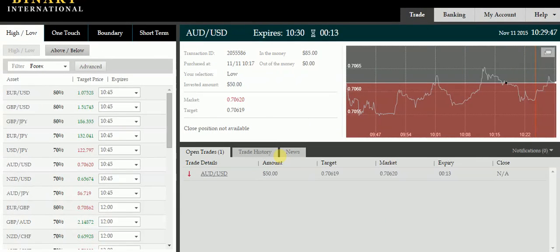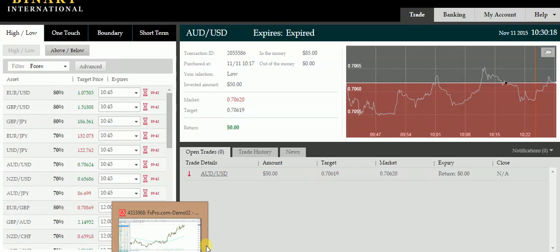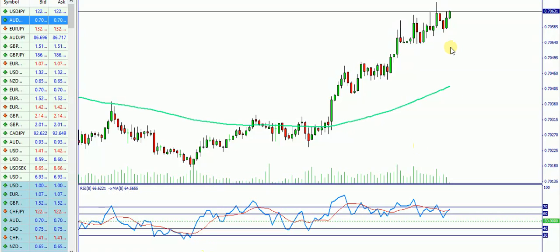We have 10 seconds till the trade expires, and as you can see, the trade is around the entry price. So we have pointed out earlier that this type of trading against the trend should be avoided at all times, and we have expired out of the money just by 1 point. So the expiry price was 70620, and our entry price was 70619. So let's show you on our chart here.